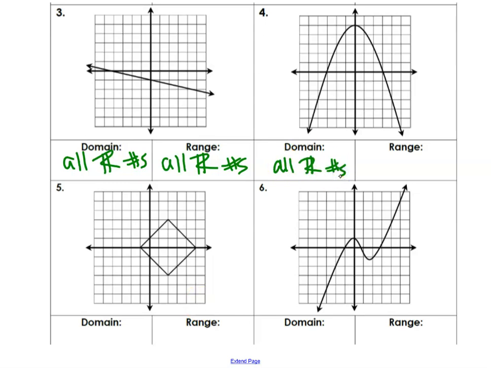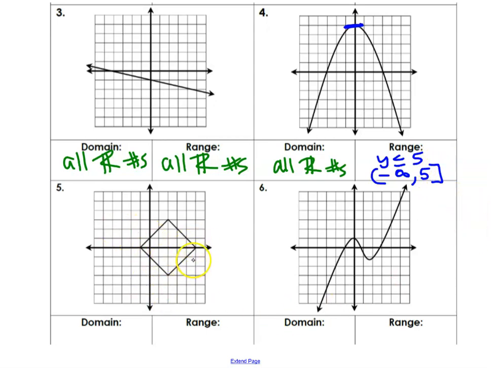That's a tricky one. But the range goes all the way up to 5, but then it goes down forever and ever and ever. So this range, you could say that it is y is less than or equal to 5. Or you could say that its lowest value is negative infinity, and its highest value is positive 5. And since the graph is a solid line, that's why I use a bracket here.